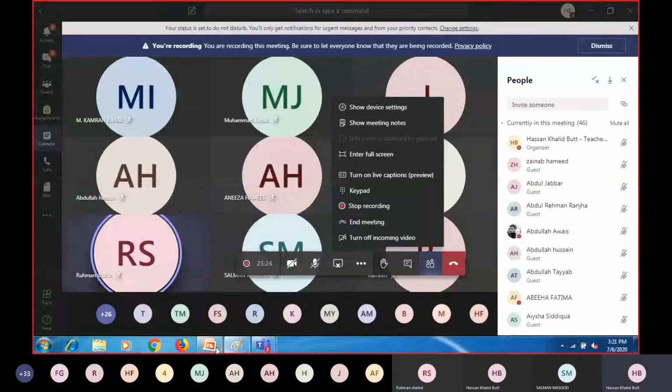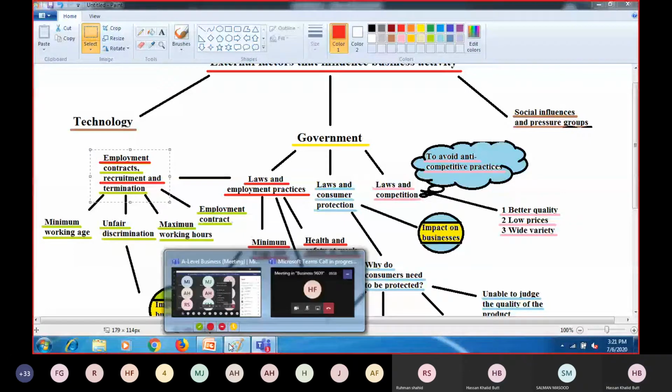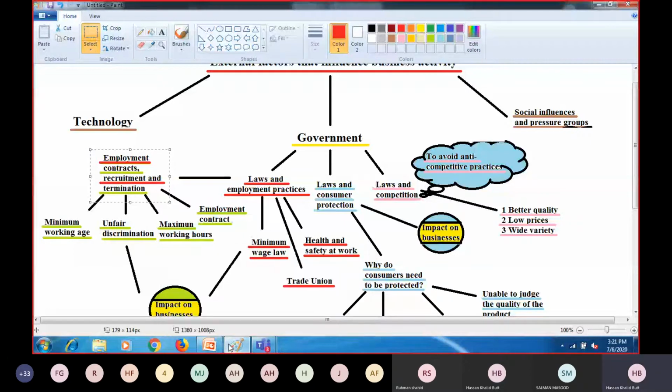Yes, Roma, very good. You are absolutely right. It means it will give a benefit to the business that employees cannot leave. Similarly, employees cannot neglect their duties because it is written in the contract. So a legal action can be taken against employees as well.